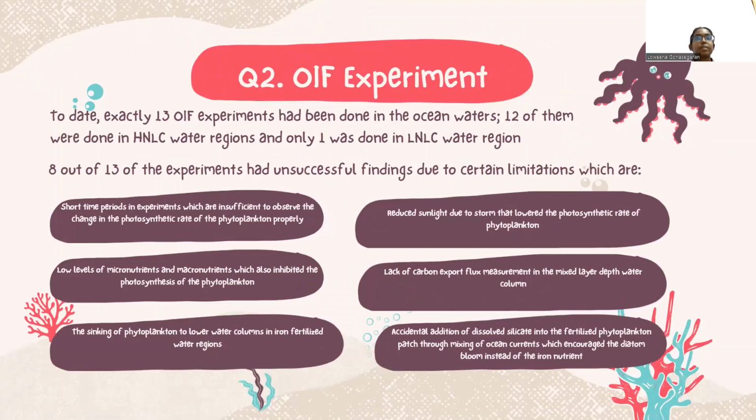To date, exactly 13 OIF experiments have been done in the ocean waters. 12 of them were done in HNLC water regions and only one was done in an LNLC water region. 8 out of 13 of the experiments had unsuccessful findings due to certain limitations, which are short time periods in experiments, which are insufficient to observe the change in the photosynthetic rate of the phytoplankton properly; low levels of micronutrients and macronutrients, which also inhibited the photosynthesis of the phytoplankton; the sinking of phytoplankton to lower water columns in iron-fertilized water regions; reduced sunlight due to storms that lowered the photosynthetic rate of phytoplankton; lack of carbon export flux measurement in the mixed layer depth water column; and accidental addition of dissolved silicate into the fertilized phytoplankton patch through mixing of ocean currents, which encouraged the diatom bloom instead of the iron nutrient.